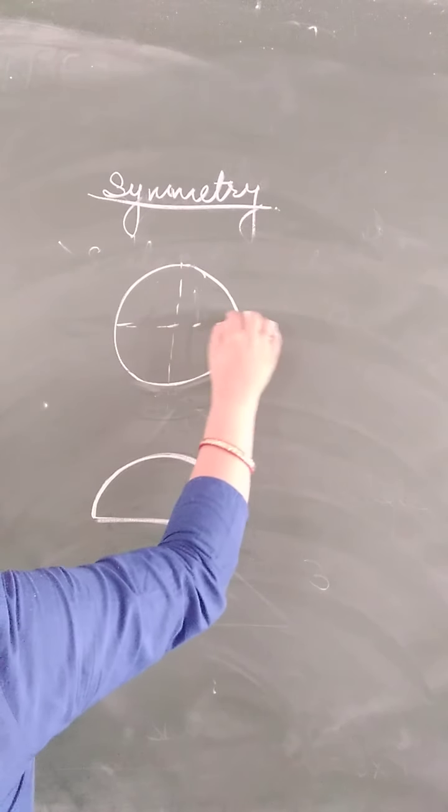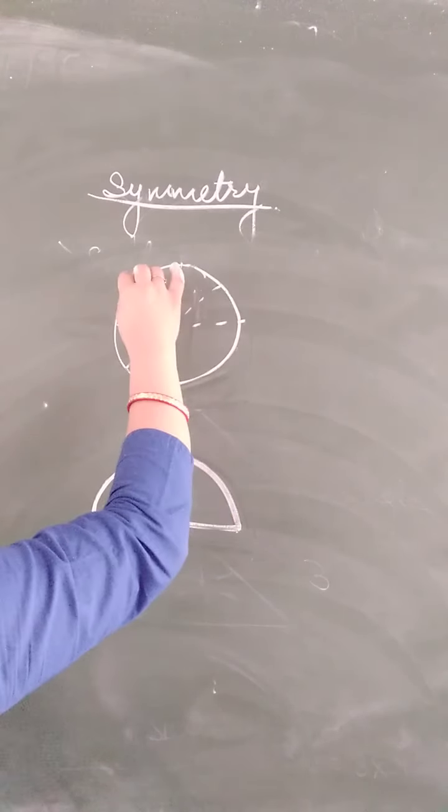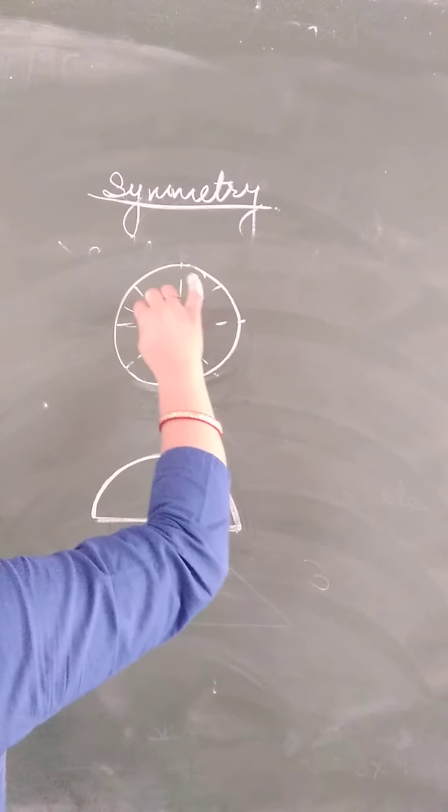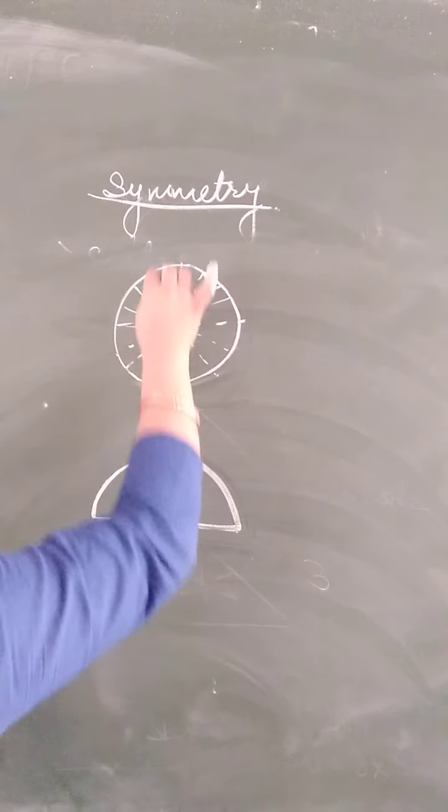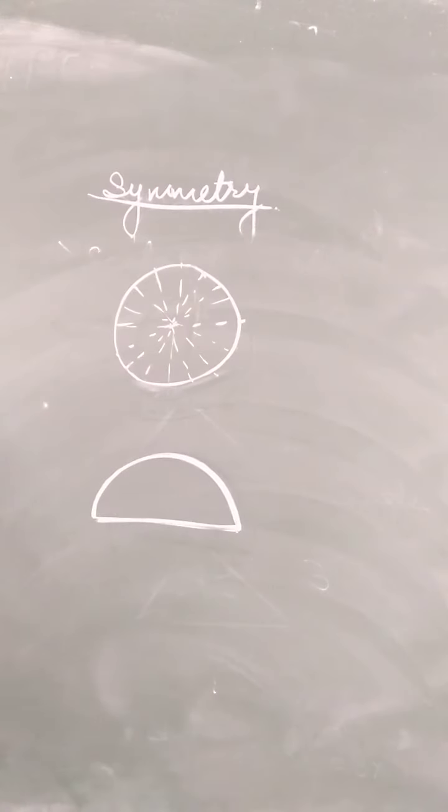The line which passes through the center of the circle is called the diameter of the circle. So as we know that a circle has so many diameters, similarly the circle has so many lines of symmetry, or we can say infinite lines of symmetry.